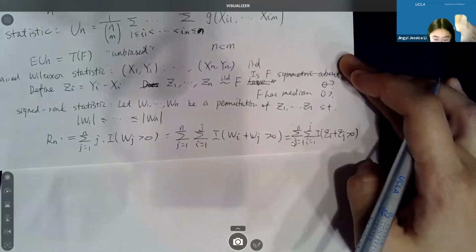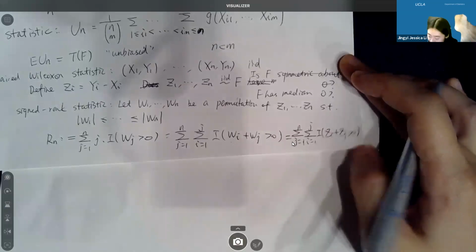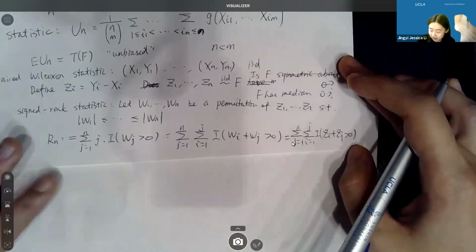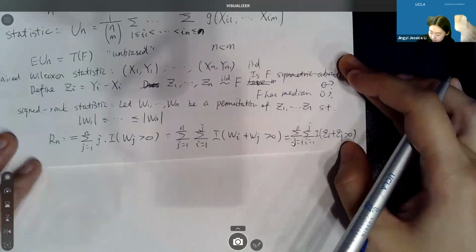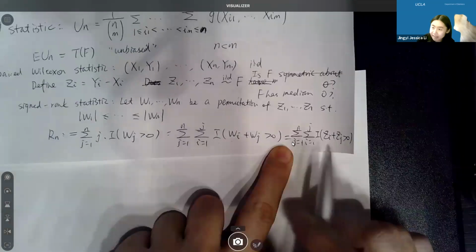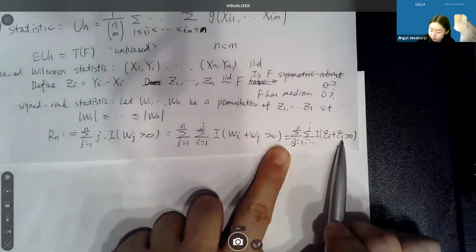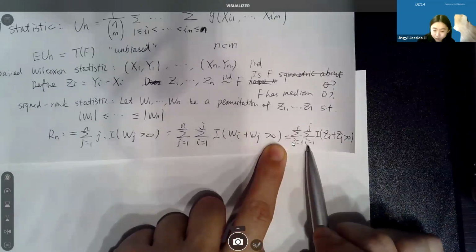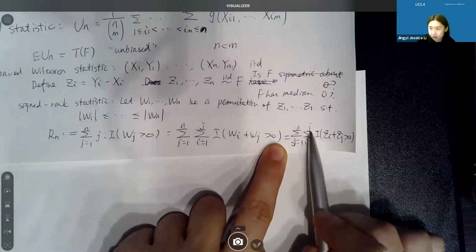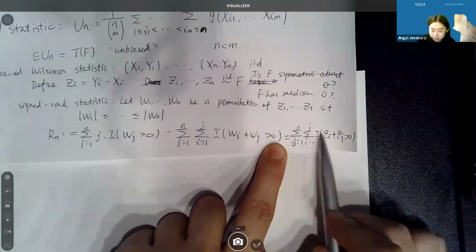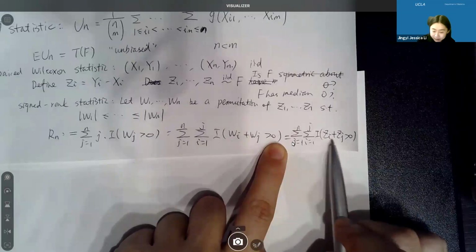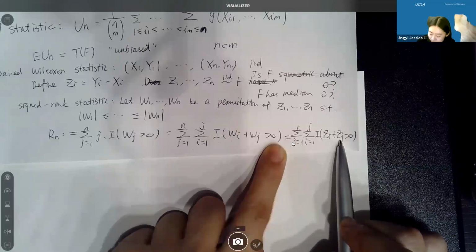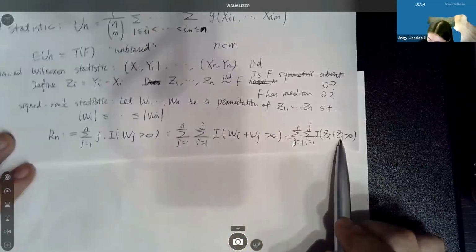And finally, this is just a little more than our U statistic. In our U statistic, if you think about it, i and j cannot be equal. So if it's a U statistic, i can only go from 1 to j minus 1. It cannot be equal to j. So we have some additional terms here, but that's fine. We can just separate that. So I'm just going to continue from here.